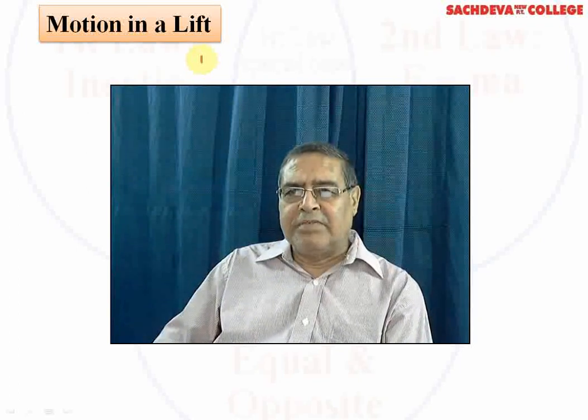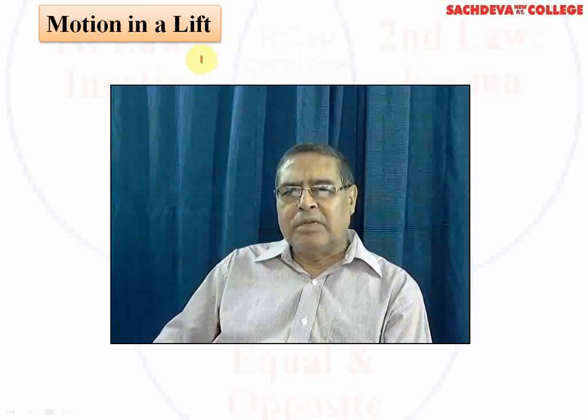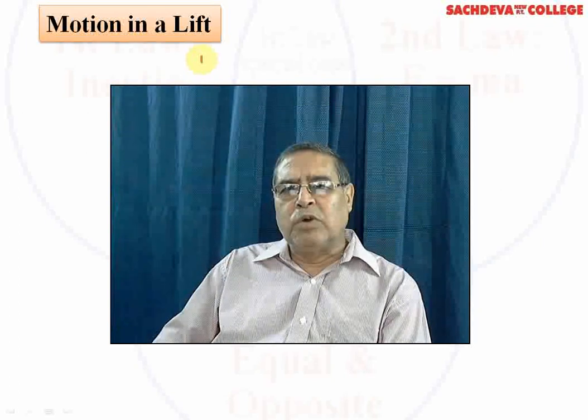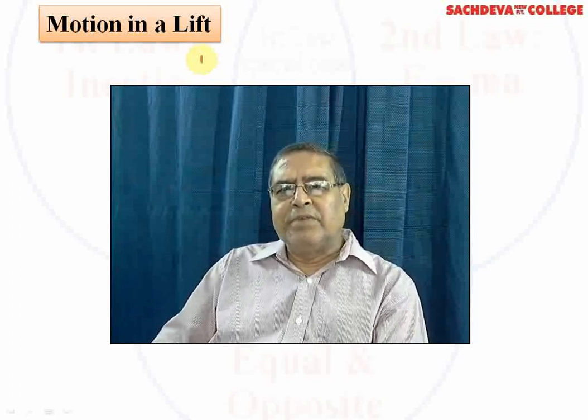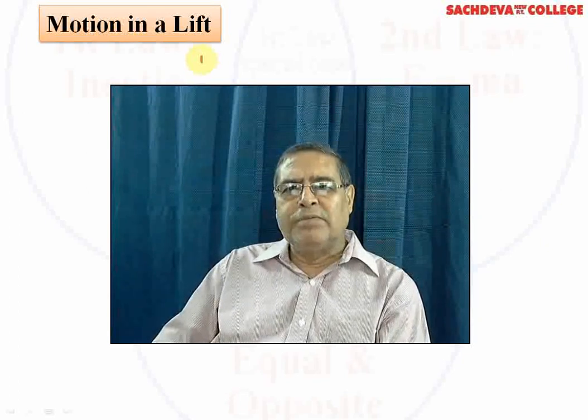But when the lift is moving up, it means it is moving in the direction of R. Weight is downward, so we make an equation: R minus mg equals ma. From this equation, we can get the value of R. So what is the equation? R minus mg is equal to ma, or R is equal to mg plus ma. M is taken out common and it will be m(g plus a). So whenever the lift is moving up, acceleration is added to the value of g.